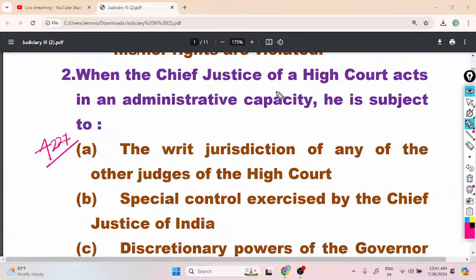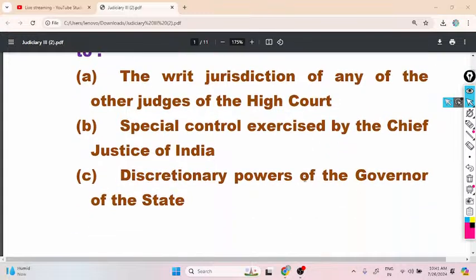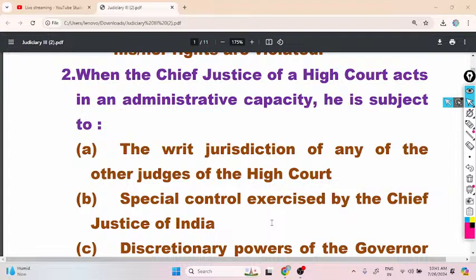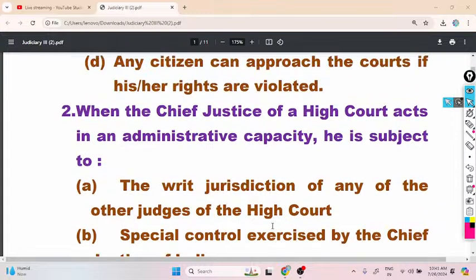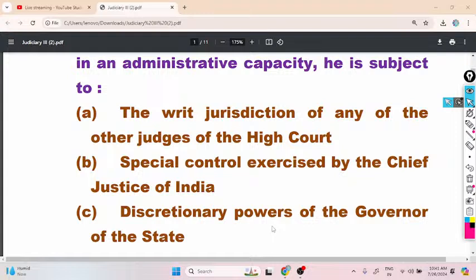What does it mean? When the Chief Justice acts, he is subject to what? That means that is not a plenary power or absolute power of the Chief Justice of the High Court. There is no meaning in special control exercised by the Chief Justice of India, no. Discretionary power of the governor. So the power of the Chief Justice of the High Court of superintendence over all courts is subject to the discretion of the governor of the state. That needs approval of the governor.